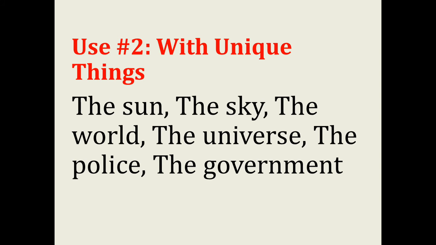Now use number 2, with unique things. The things which are unique in their own and which are single, like you don't have any duplicate of that thing. So at that time we also use the before that unique thing. For example, the sun, the sky, the world, the universe, the police and the government. Because these things are unique, we will use the before these unique things. For example, the moon.